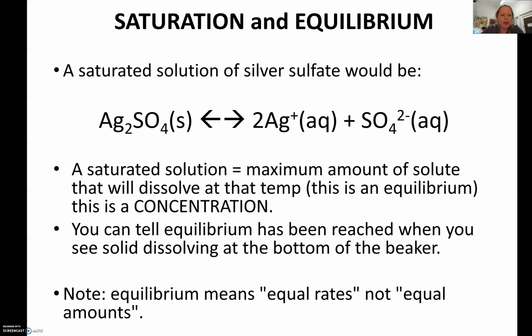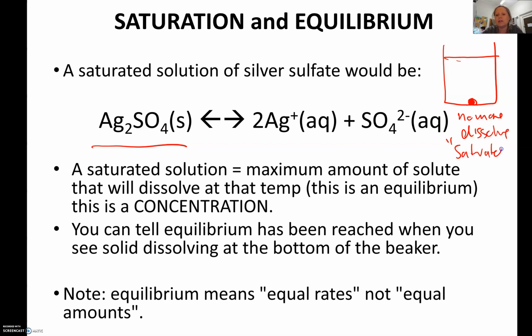Right, so we've spent quite a bit of time in the last few lessons talking about what a saturated solution is and what an equilibrium is, and just to reinforce one more time. Here, this is an equilibrium of solid silver sulfate. So if I was to dissolve solid silver sulfate into a beaker of water, I would keep adding it until I saw solid forming at the bottom of the beaker. And when I see solid forming at the bottom of the beaker, that tells me that no more will dissolve. And if no more will dissolve, then I have created what we call a saturated solution. And a saturated solution is one where equilibrium has been reached.